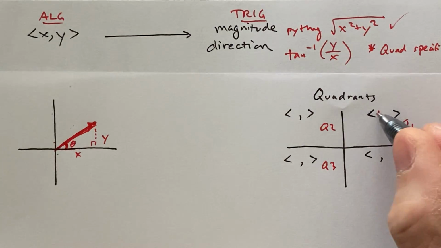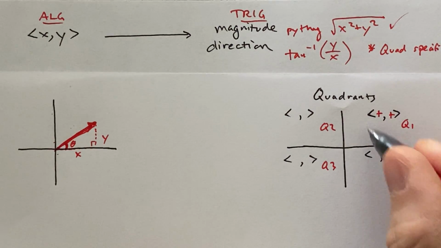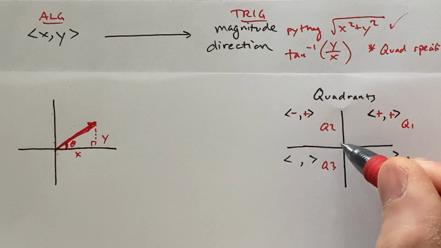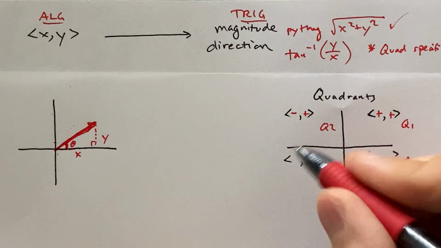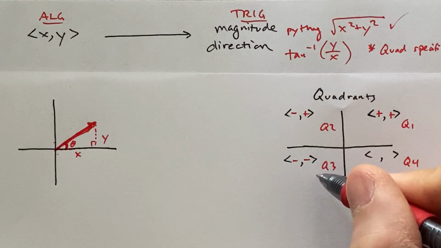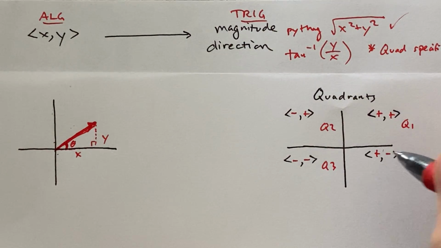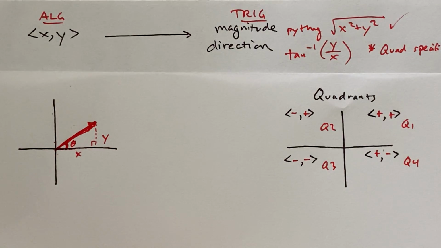If x is positive and y is positive, that means you move right and up, you're in quadrant 1. Okay, if x is negative and y is positive, left and up, you're in quadrant 2. If they were both negative, that means left and down, you're in quadrant 3. If positive, negative, that means right and down, you're in quadrant 4.